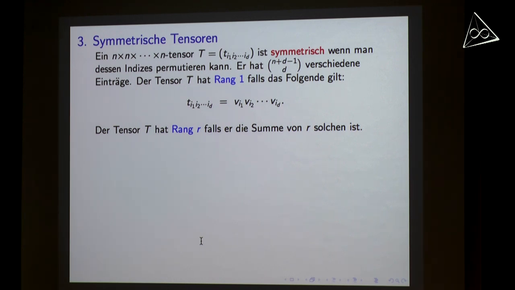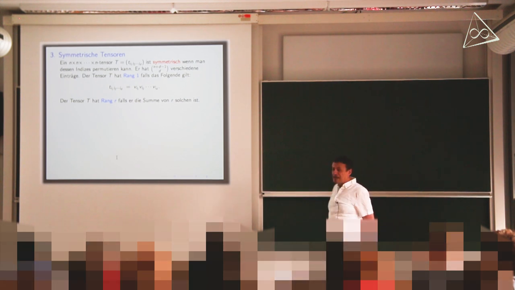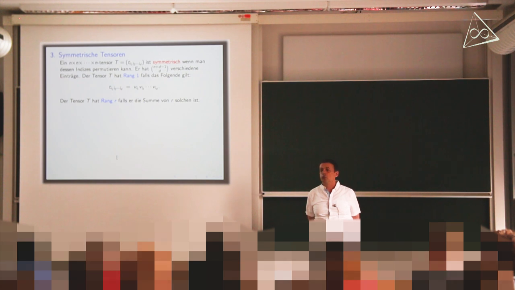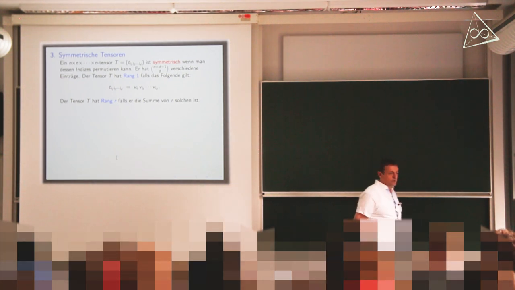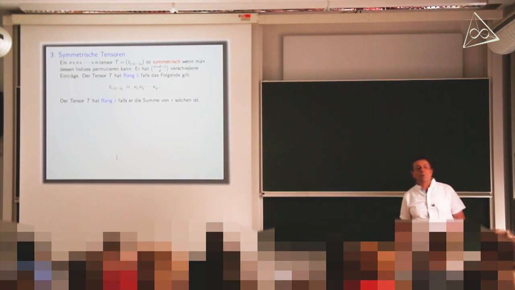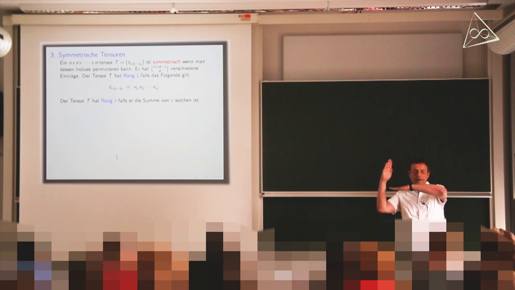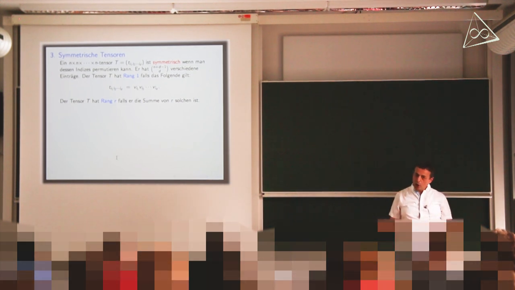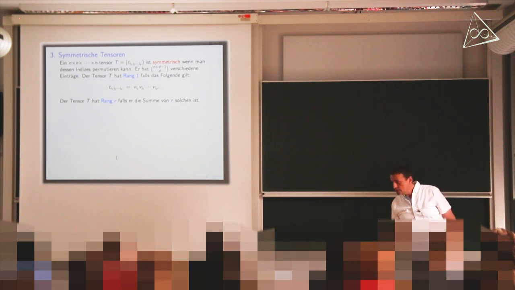Now, the simplest tensors of all are the rank 1 tensors. So a symmetric tensor has rank 1 if there is a vector that governs everything, so if there's a vector v of length n such that I can make the tensor entries by just multiplying appropriate vector entries. So if the (i1, i2, ..., id) entry in the tensor is just the product of the entries i1, i2 up to id of the vector, I'm going to call that a rank 1 tensor. A tensor has rank R if it's a sum of R rank 1 tensors but not fewer. So this notion of rank is consistent with the notion of rank of a matrix. A matrix has rank 1 if it's a product of a row and a column vector, and a matrix has rank R if it's a sum of R such matrices, but not fewer.